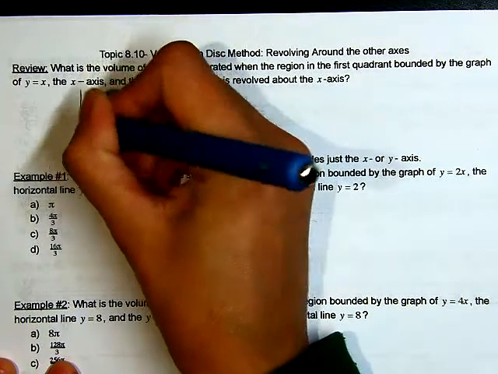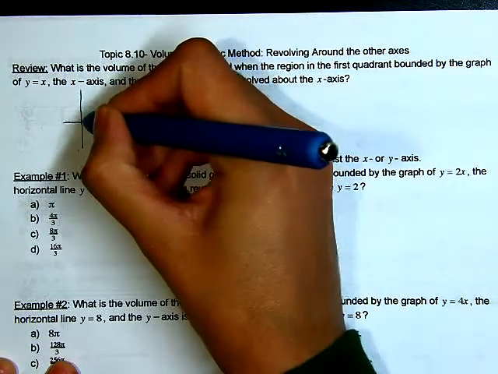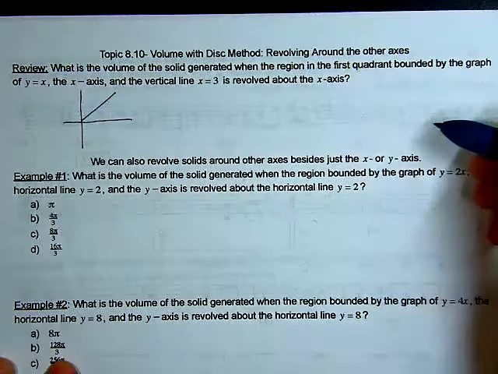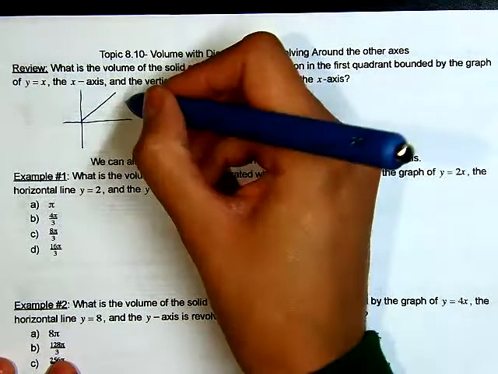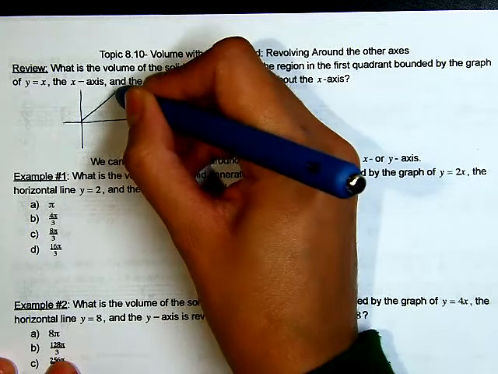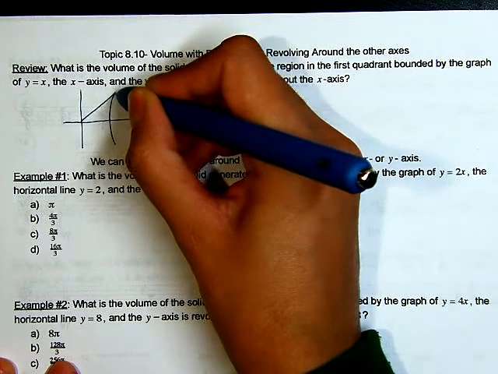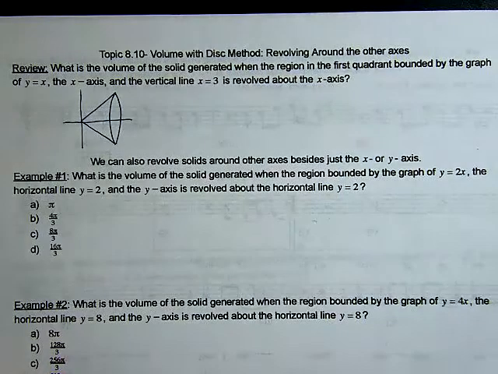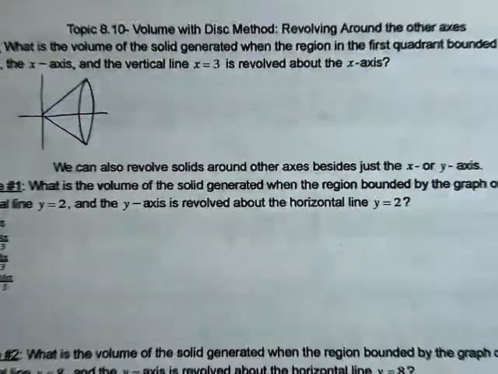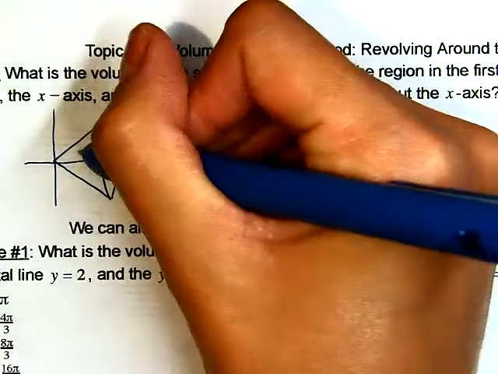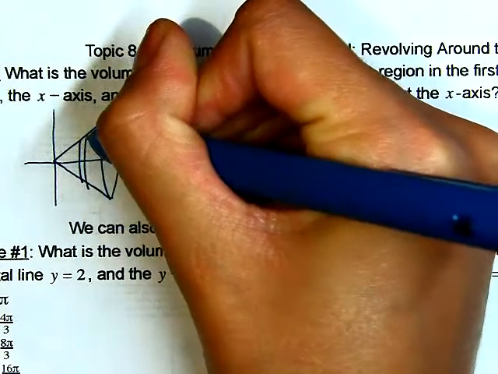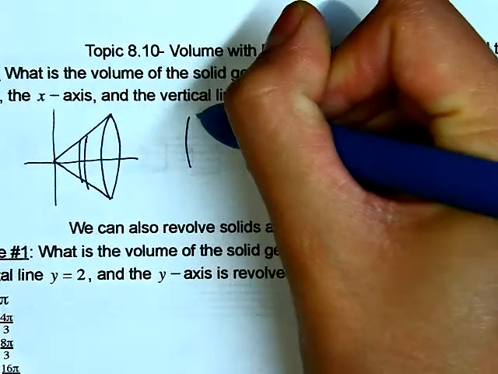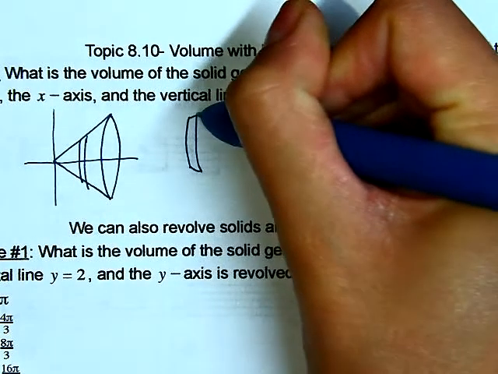So we have the line y equals x, we stop at x equals 3. And so when we revolve it around the x-axis, we should have something that looks like this. If it helps to draw a slice, go ahead and do that. And let's really take an up-close look at this slice.